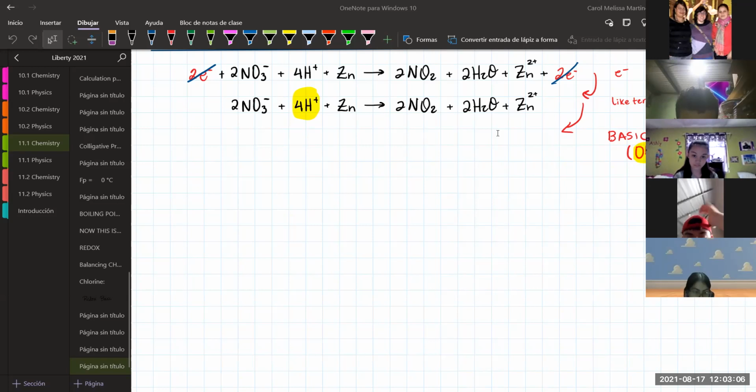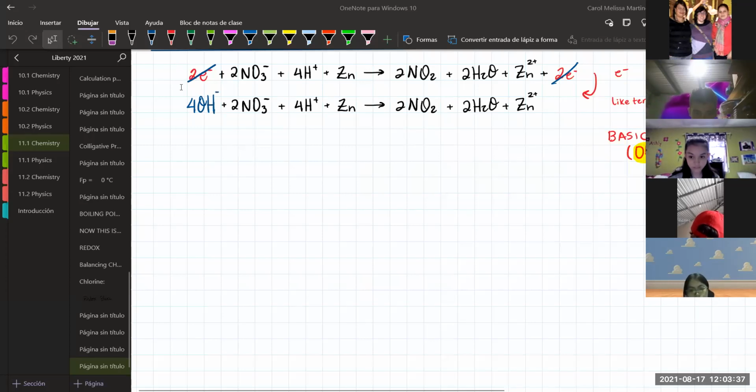Entonces, ¿cuánto OH vamos a añadir? The same amount of H plus. Tenemos 4H plus, entonces vamos a añadir esa misma cantidad, pero en ions OH. Entonces decimos 4OH, ¿ok? Pero como es una ecuación, whatever you do in the left must be done in the right. Entonces, como yo añadí esto, también lo voy a añadir en el producto.